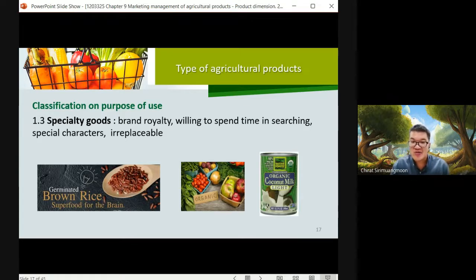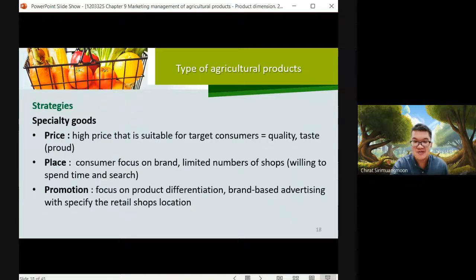Then, because they're willing to spend time searching, because it's very specific, they're going to search for a lot of information. Then they make the decision according to the special characteristic, which is irreplaceable. The key component for specialty goods is that you need to make it happen without copying, so it's not easy to copy. If you can differentiate by making something special, that is specialty goods.